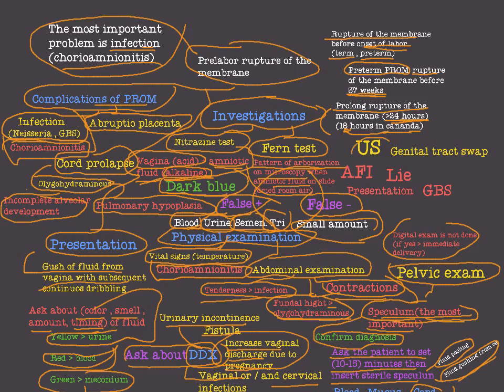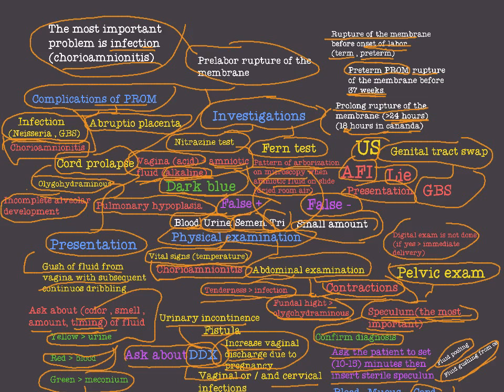Then we have to do an ultrasound to see the amniotic fluid index. If it is lower than 5, then we have oligohydramnios, and that indicates that there is a rupture of membrane. In ultrasound we see the fetal presentation to know how to deliver the baby, if we have to deliver the baby. We do a genital tract swab to look for group B streptococcus. Also, maternal well-being is important to investigate by vital signs, white blood cells, C-reactive protein, to see if we have any infection.